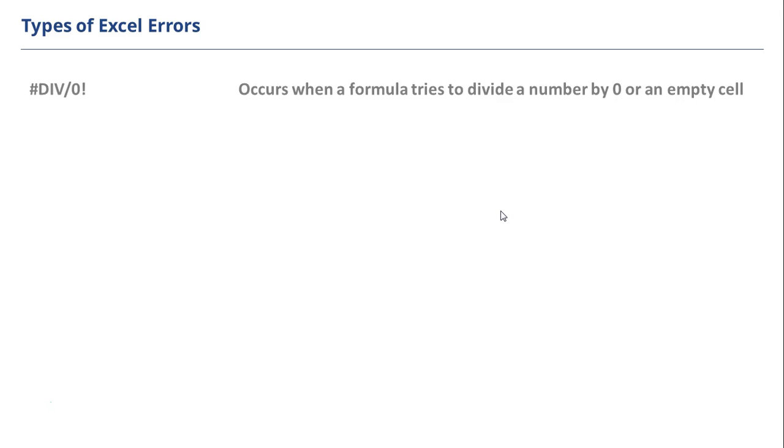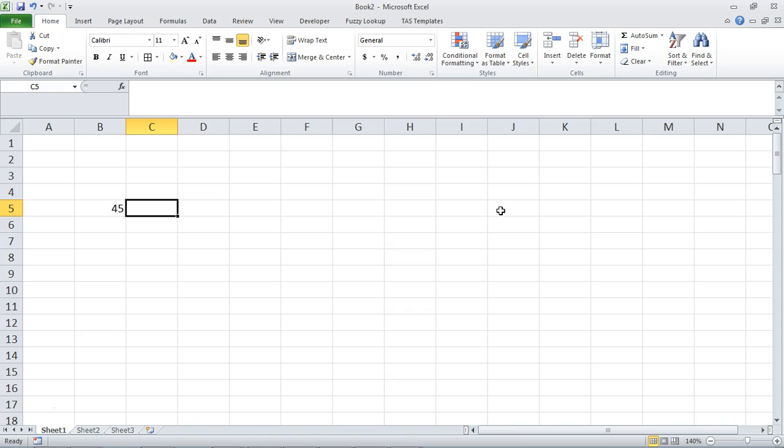The first type of error is a #DIV/0! error. This occurs when a formula tries to divide a number by 0. For example, here we have a number in cell B5, and if I try to divide this number by 0, you can see that Excel returns a #DIV/0! error. So now, whenever you encounter an error of this type, you know that the reason behind this error is that a number is being divided by 0 or an empty cell.